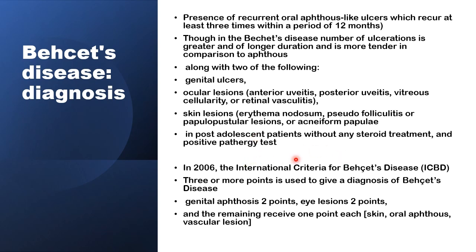The international criteria for Behcet's disease came up with a scoring system, and diagnosis of the disease would depend on obtaining 3 points from the following: 2 points if there are genital ulcers or eye lesions each, and 1 point if there are skin lesions or oral aphthous or vascular lesions.